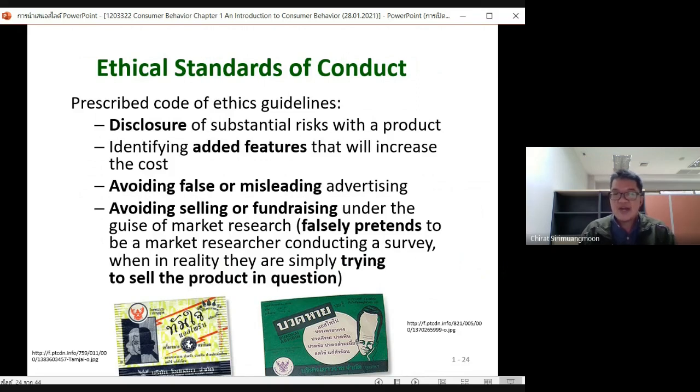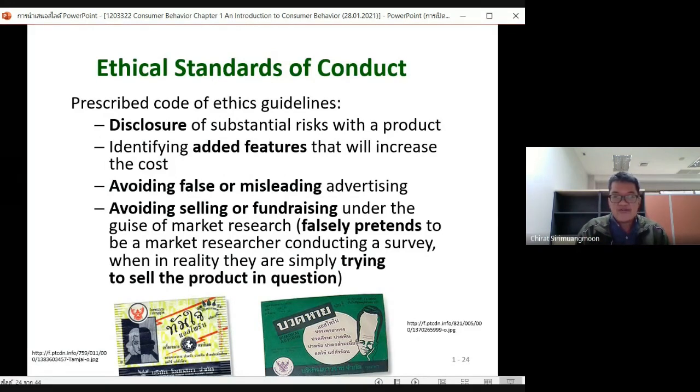Then identifying added features. So if you add something more, make sure that you send the information or you communicate clearly with the consumer. Like you said, I have a drink that has high vitamin C, but you did not let them know how many percent. You just said, oh, this is high vitamin C, and it's maybe just 20%. But others, they have 200%. So you should make it more clear.